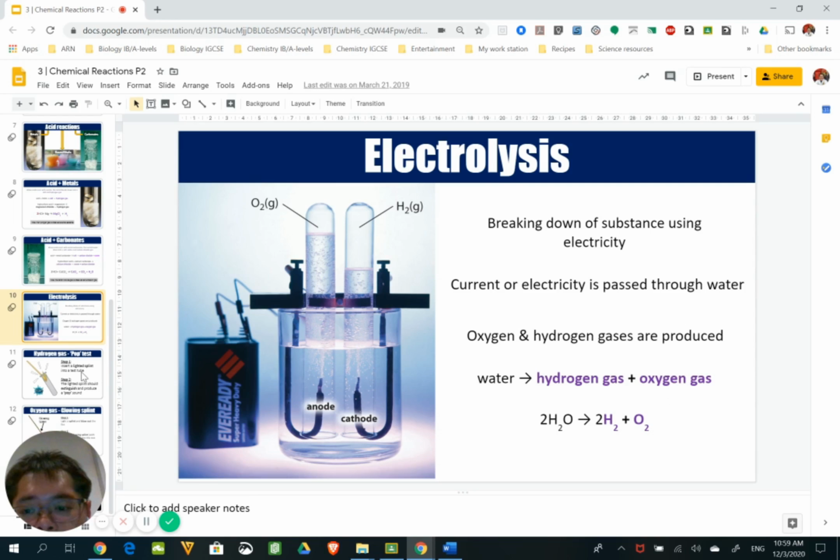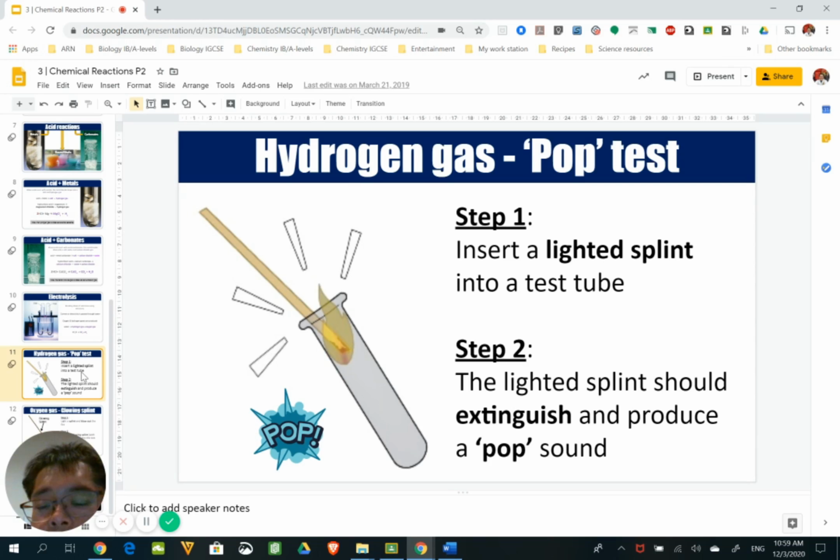Now, because a lot of the chemical reactions will require chemical evidence, there are a couple of tests that you can use to determine what type of gas it is. The pop test is used to determine the presence of hydrogen gas. All you need to do is insert a lighted splint into the test tube full of hydrogen gas, and as soon as the splint is extinguished, a pop sound would be heard. Some of them can be loud, depending on how much you put inside.